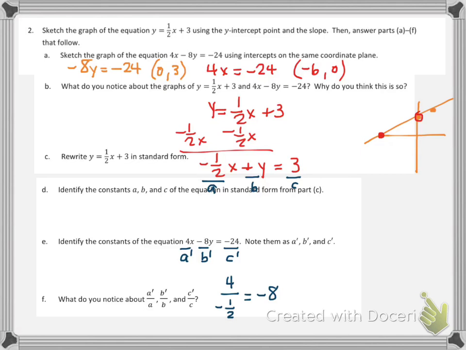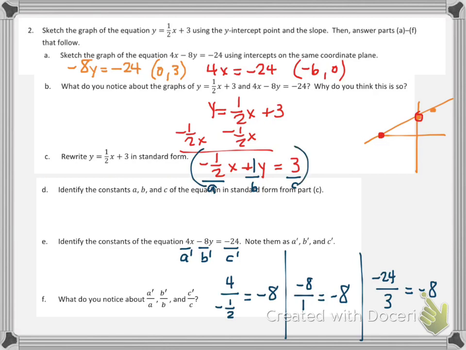Let's look at b prime. That's a negative 8. Negative 8 is b prime over b, which is a 1. I get negative 8. Okay, that's what I was thinking was going to happen. And then let's look at c prime. C prime is a negative 24 over c, which is a 3. Negative 24 divided by 3 is a negative 8. So I get the same constant every time.